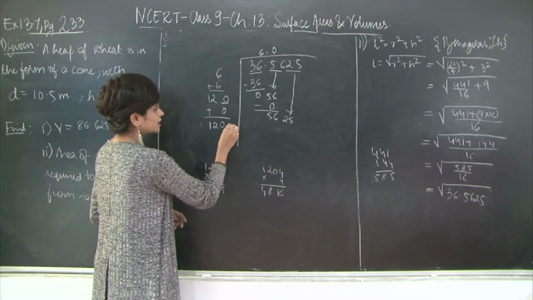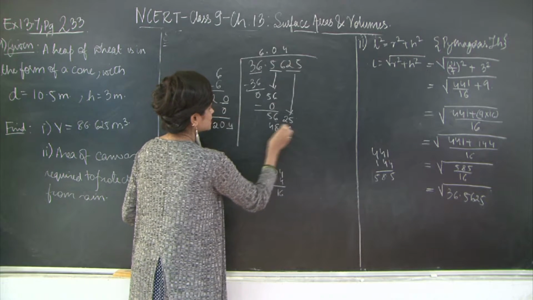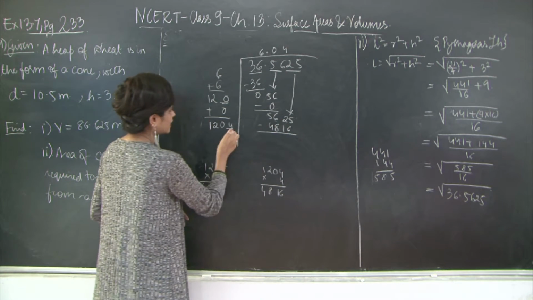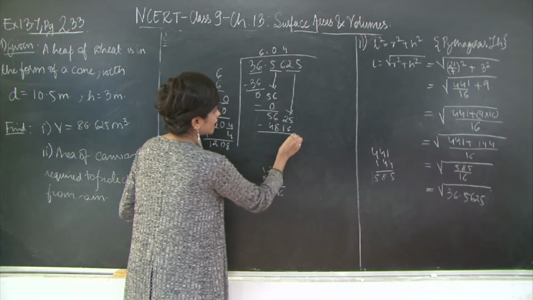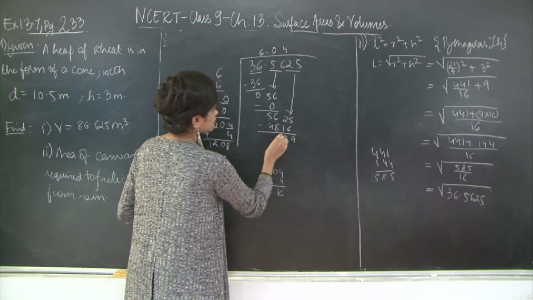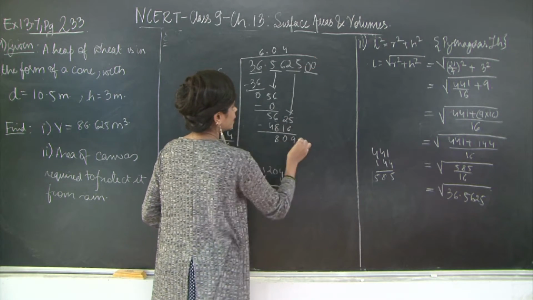So this number is 4, 4816. You add the same number over here. So you get 1208, and here you get 809. Let's add 2 zeros over here and bring this down.